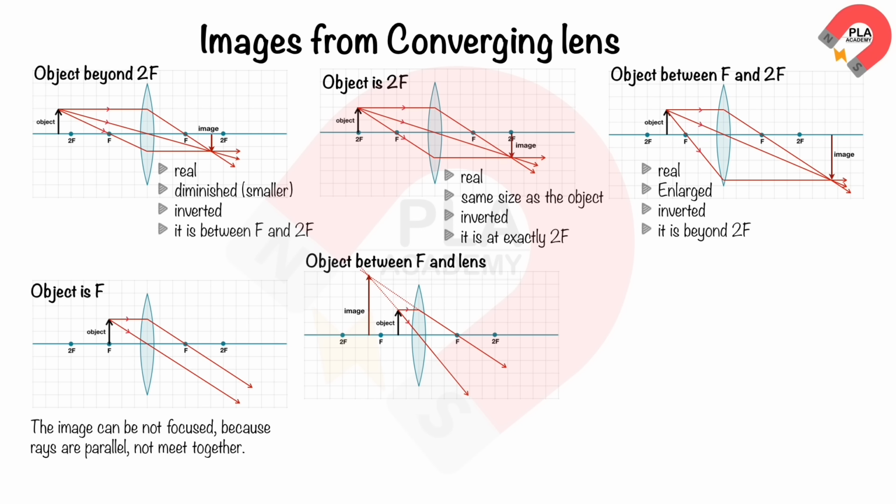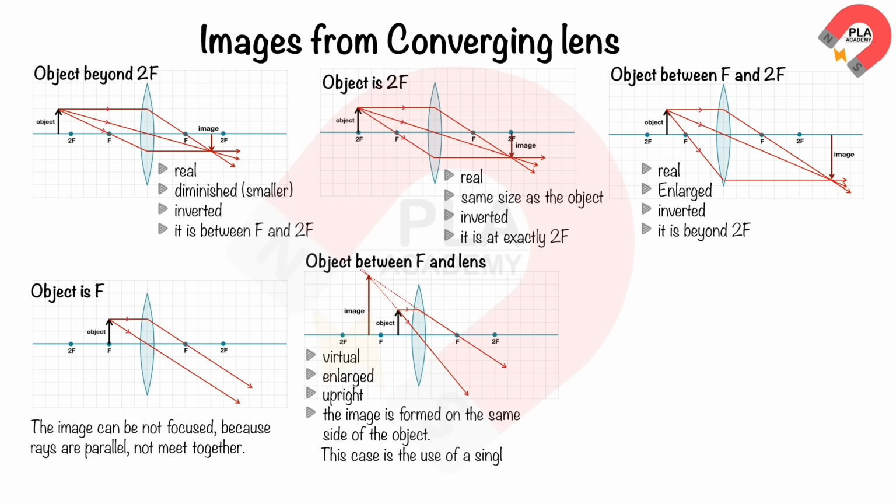In this case, the image is virtual. The light rays appear to meet when produced backwards. Enlarged, upright, and the image is formed on the same side as the object. This case is the use of a single lens as a magnifying glass.